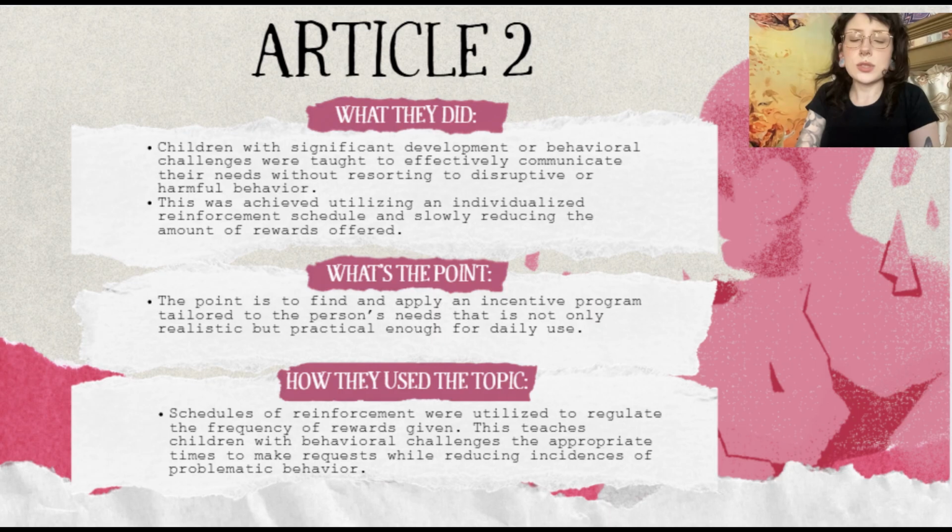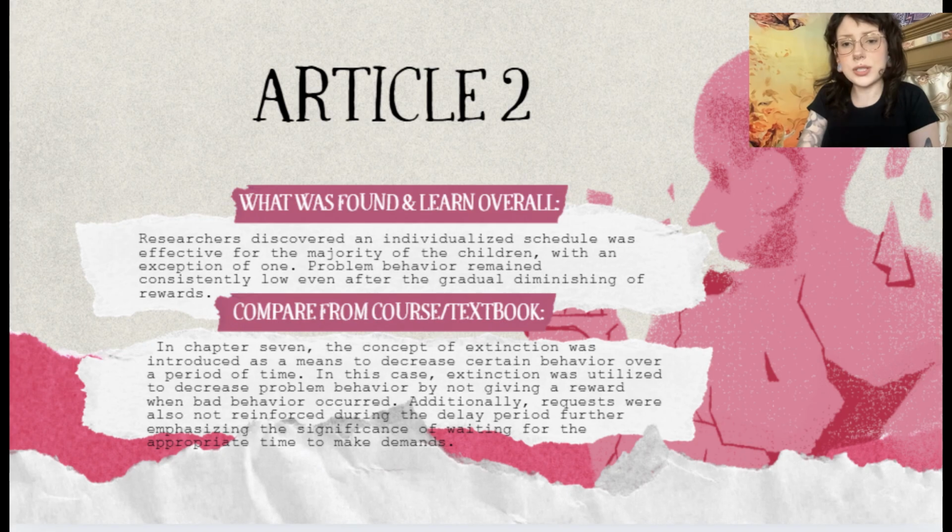Again, this was taught to children with behavioral challenges, and the goal was to teach them the appropriate times to make requests while reducing the incidences of problematic behavior. Researchers discovered an individualized schedule was the most effective for the majority of the children, with the exception of one child. Problem behavior remained consistently low even after the gradual diminishing of rewards.